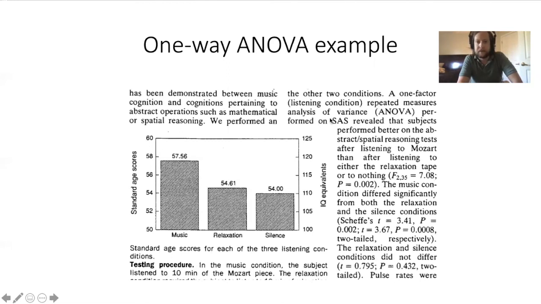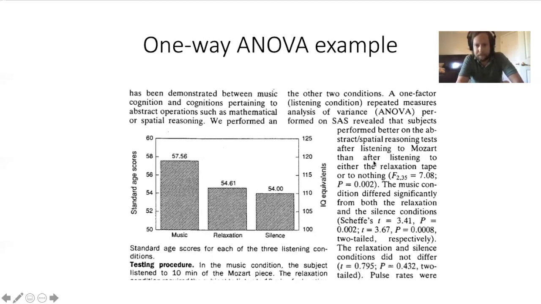Repeated measures analysis of variance. The fact that it's repeated measures means this is a within subject factor. On day one, a person came in and listened to music. On day two, that same person came in and did relaxation. And on day three, that participant came in again and just sat in silence for 10 minutes. And each day they took that spatial IQ test. The ANOVA, which compares all these means, found that there was a significant difference.